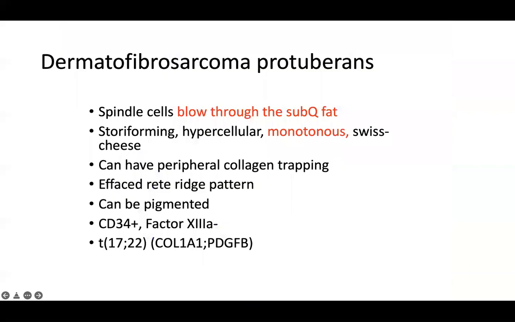Moving on to DFSP, this is probably the most high-yield neoplasm that you definitely need to know in this lecture if you're a dermatology resident or you're studying for dermatopathology. What you're going to see are spindle cells that essentially, what we say, blow through the subcutaneous fat. It just kind of says, I don't care, you're there. It just moves right through the fat. That's a very malignant type of behavior.